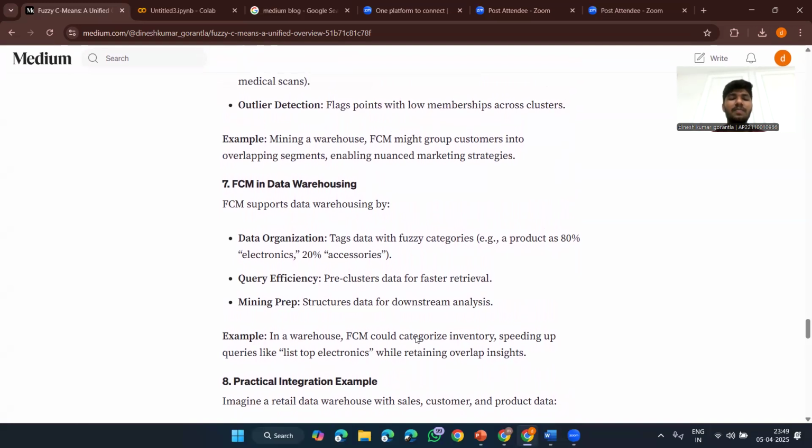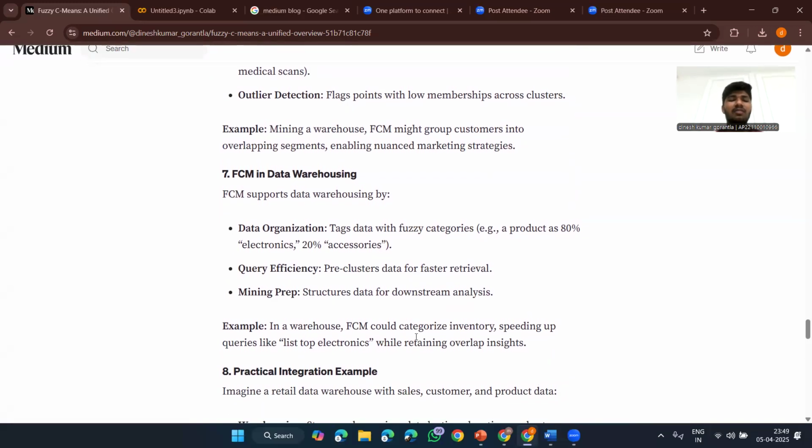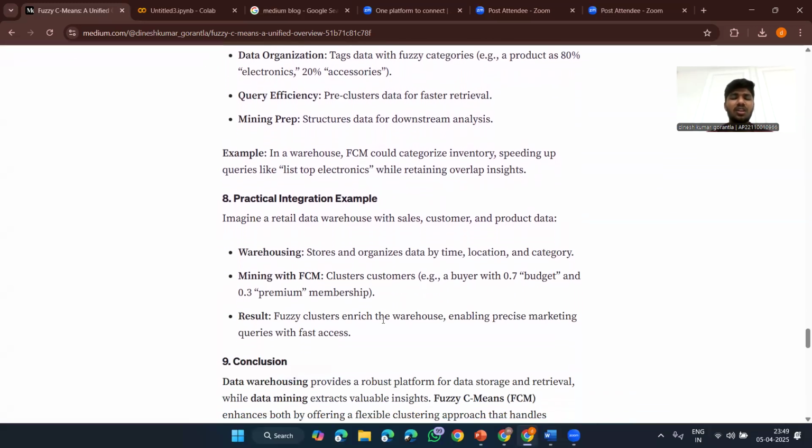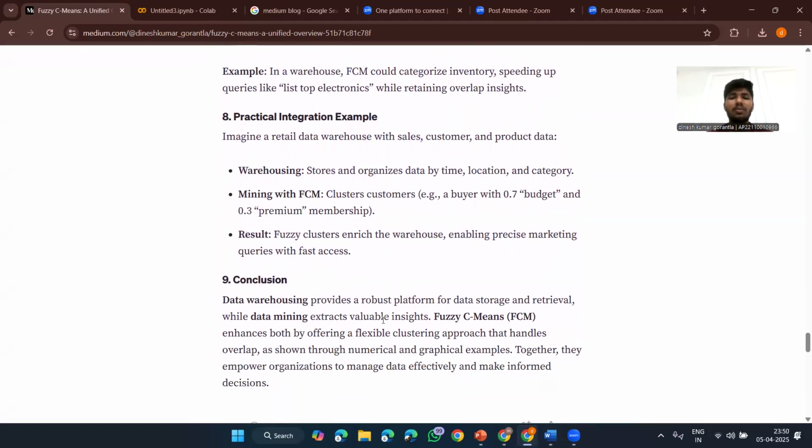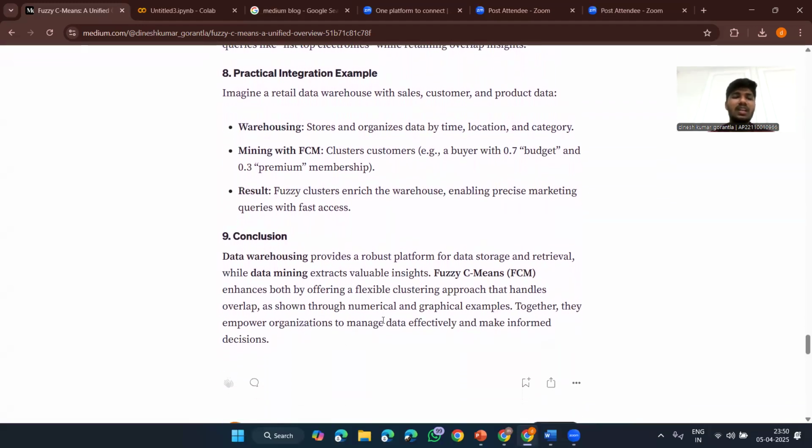Practical integration example: imagine a retail data warehouse with sales, customer, and product data. Warehousing stores and organizes data by time, location, and category. Mining with FCM clusters customers. For example, a buyer with 0.7 budget and 0.3 premium membership. The result: fuzzy clusters enrich the warehouse, enabling precise marketing queries with fast access.